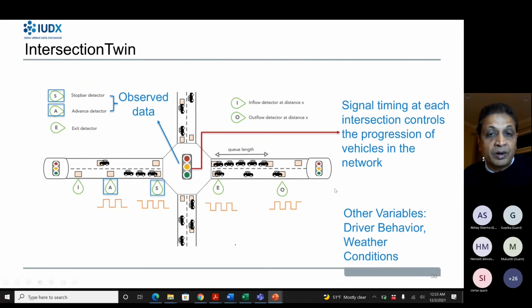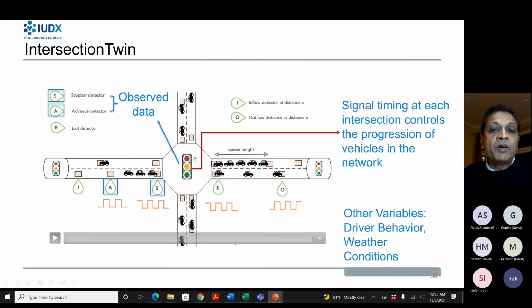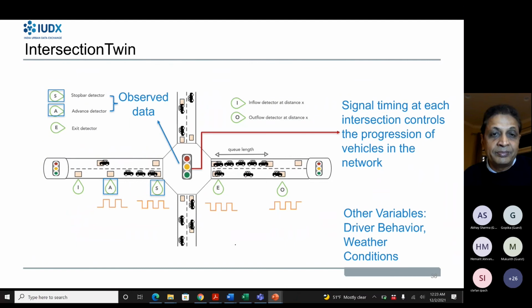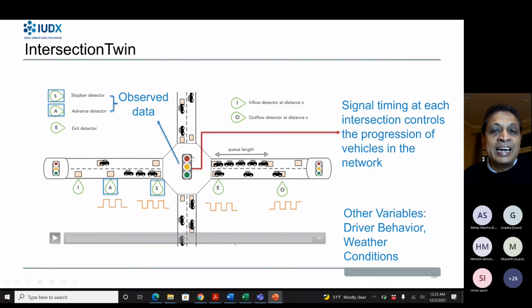So then what is the twin being used for? So the twin basically, look, suppose I have a signal timing plan here, right? For a given traffic condition, let's say that this is an isolated intersection which is away from any other corridor for now, right? Now I want to understand what happens to the performance of this intersection if I change the signal timing plan from ST to ST prime?